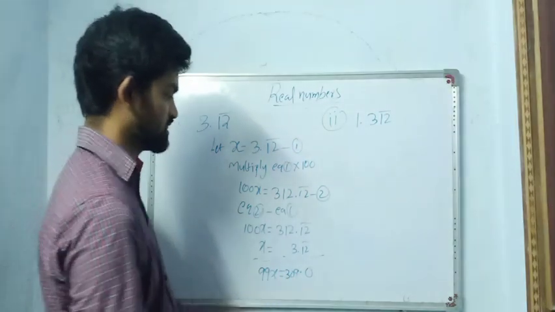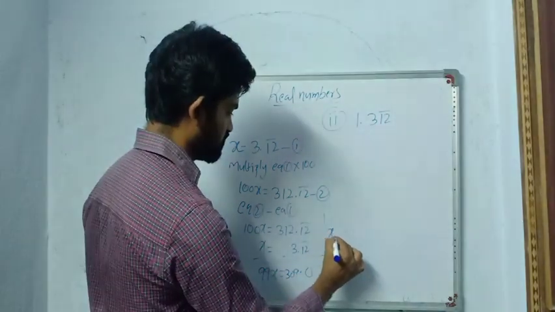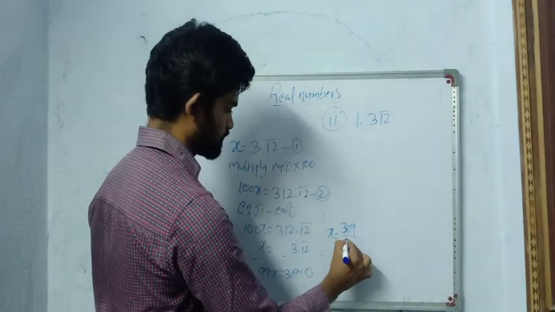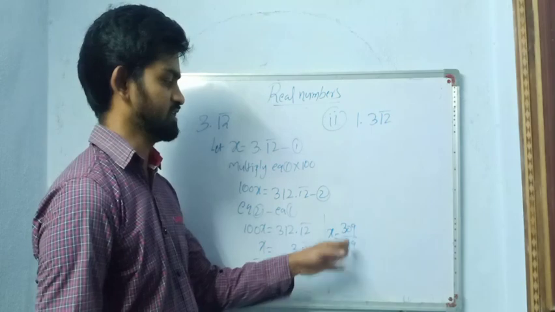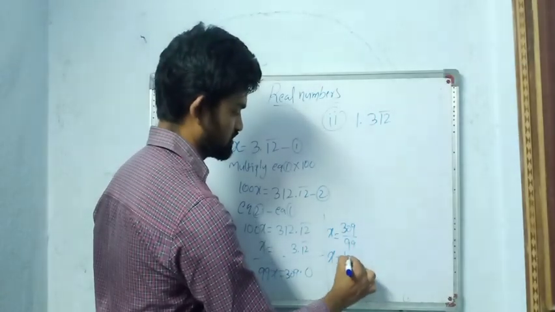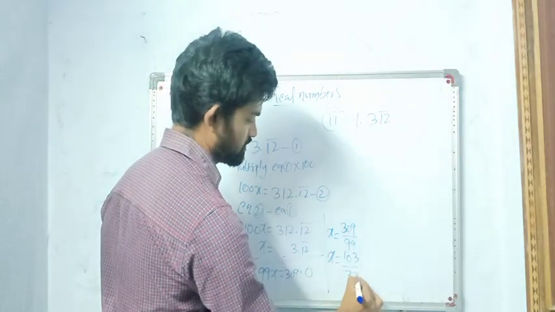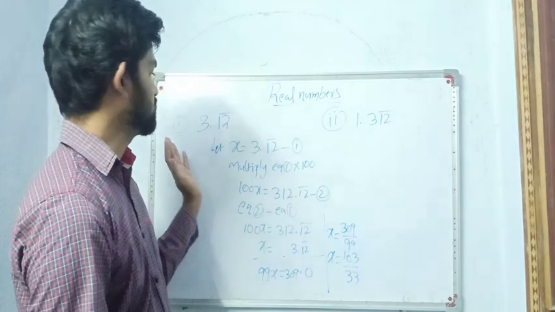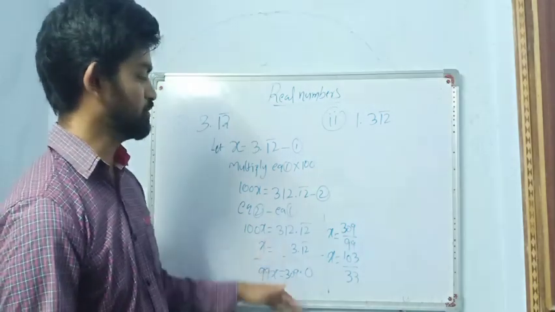309. So just convert into p by q form. The x value is 309 by 99. These two numbers are divisible by 3, so you can divide. So 103 by 33. So this is how we convert a repeating decimal into p by q form.